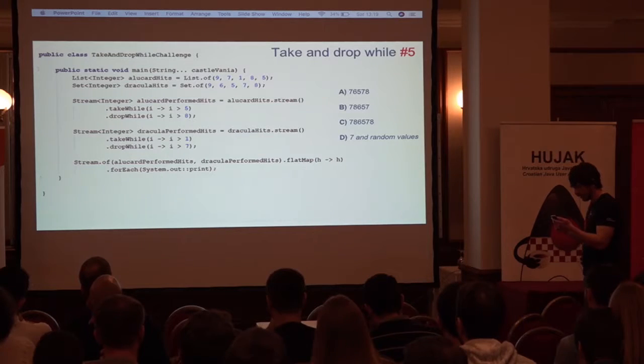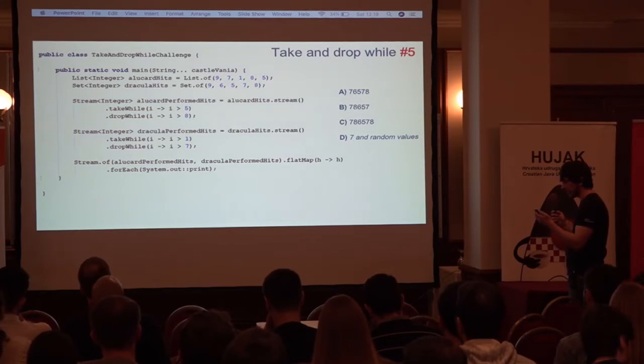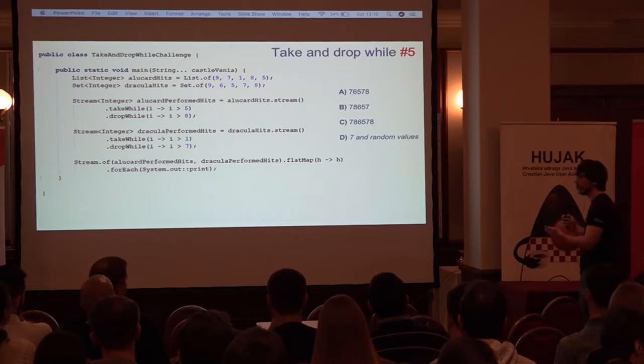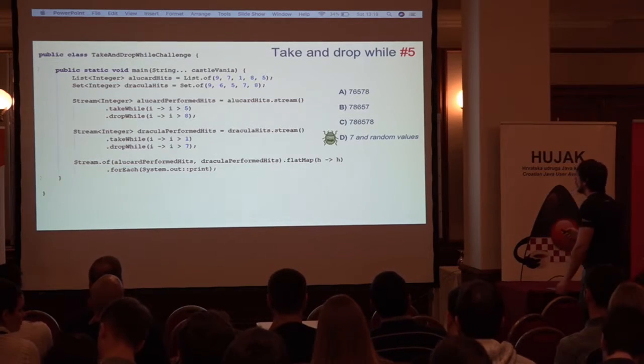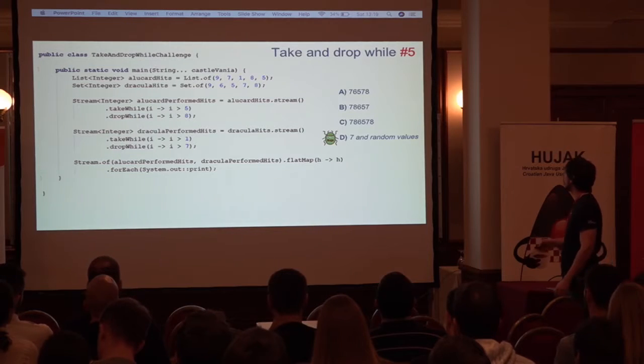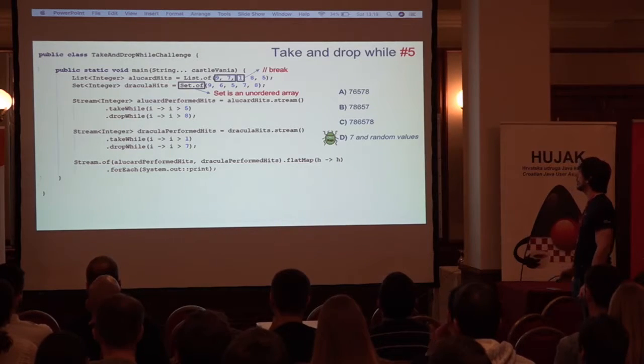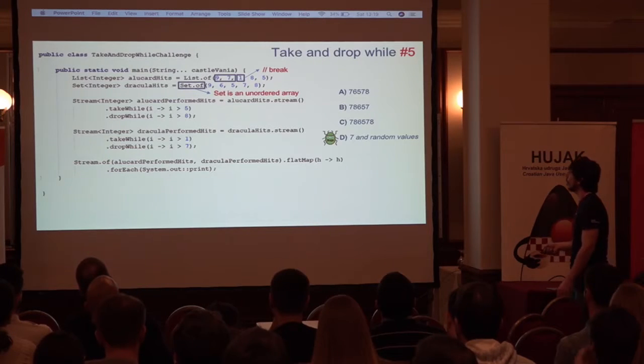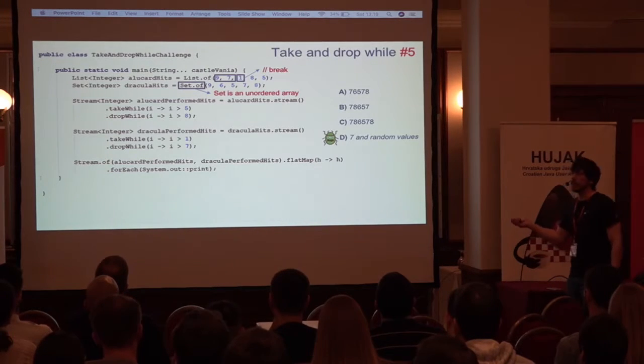Okay, 66% of you got the answer right, so congratulations for that. So it's 7 and random values. So why random values? Because a set is unordered, so it's impossible to predict.